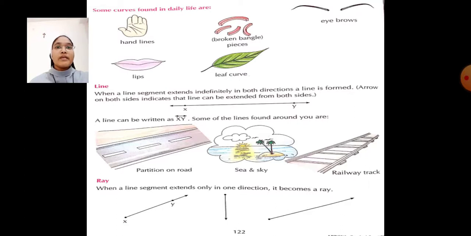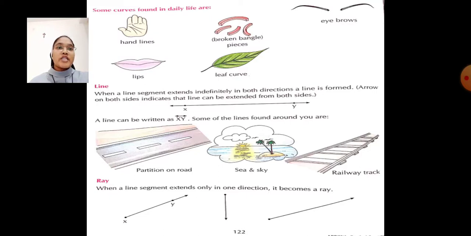Okay. Next, line. When a line segment extends indefinitely in both directions, a line is formed. Arrow on both sides indicates that the line can be extended from both sides. Here you can see in the line both side arrows are given, isn't it? If both side arrows are there, it indicates that the line can be extended from both sides. A line can be written as XY.